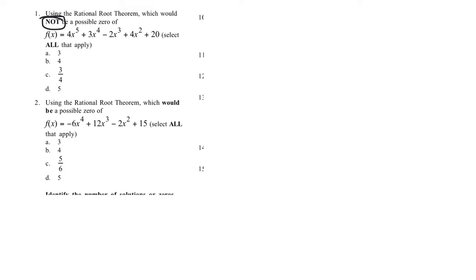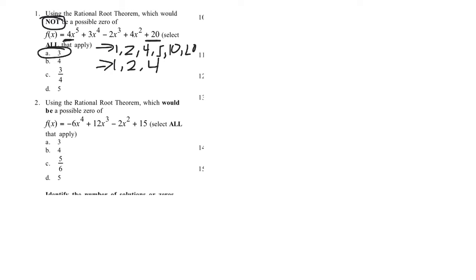So when we look for possible zeros, we look for factors of 20, which are 1, 2, 4, 5, 10, and 20. And then the factors of the 4: 1, 2, and 4. So we can have any combination of these numerators over these denominators. So first of all, is 3 in that list? 3 is not on that list because you can't divide 20 by 3. So 3 is definitely not a possible factor.